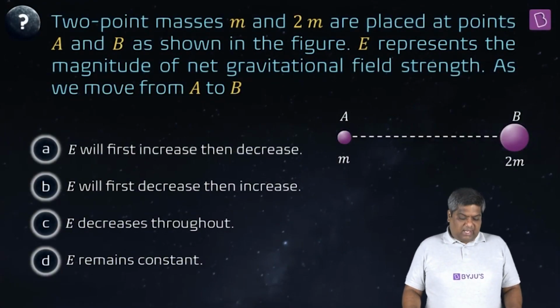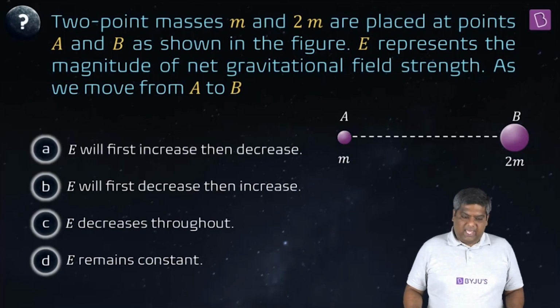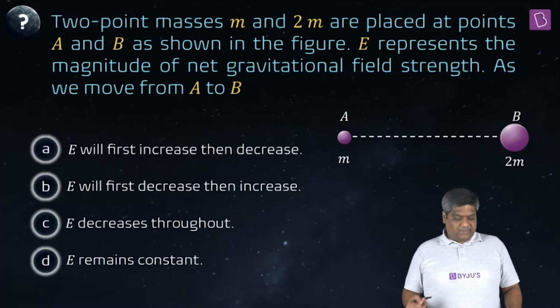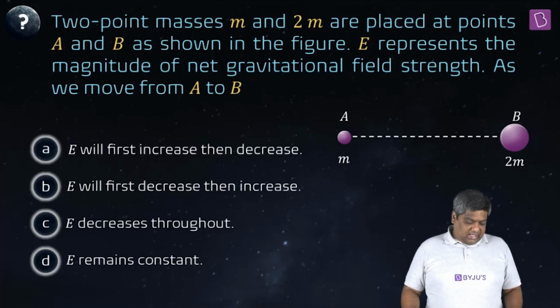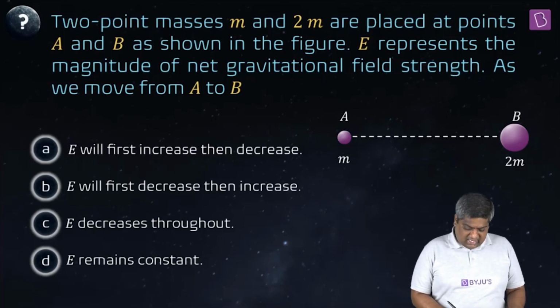2-point masses m and 2m are placed at points A and B as shown in the figure. E represents the magnitude of the net gravitational field strength. Net gravitational field strength, keep that in mind, as we move from A to B. Option A, E will first increase and then decrease. Option B, E will first decrease and then increase. Option C, E decreases throughout the journey from A to B. And D, E remains constant. So how do we attempt a solution? Let us have a look at it.